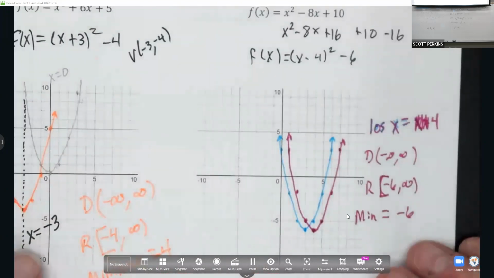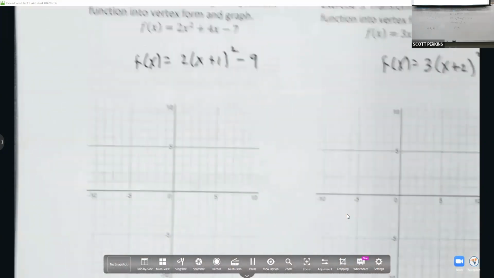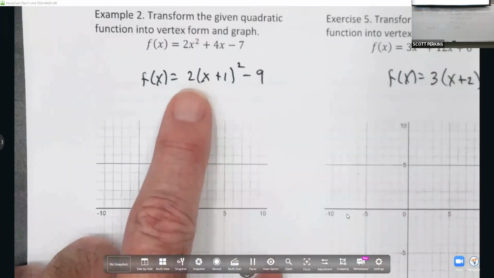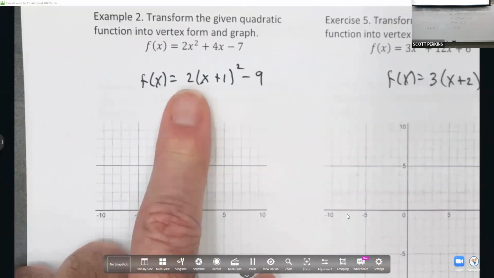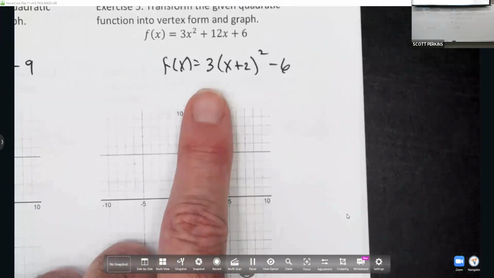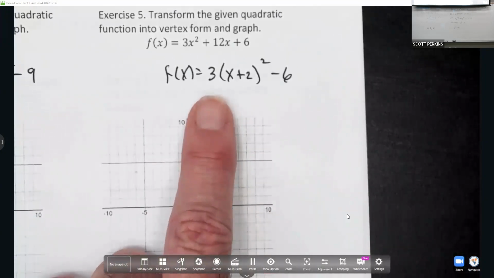We're going to graph one more, actually the last one, but before we do, this problem right here, example 2. Which way is this graph pointing, up or down? How do I know it's pointing up? Positive 2. So it would have a minimum, and actually it would be -9. That's the vertex. Exercise 5, which way is it pointing? Again, up, same reason, it's going to have a minimum.